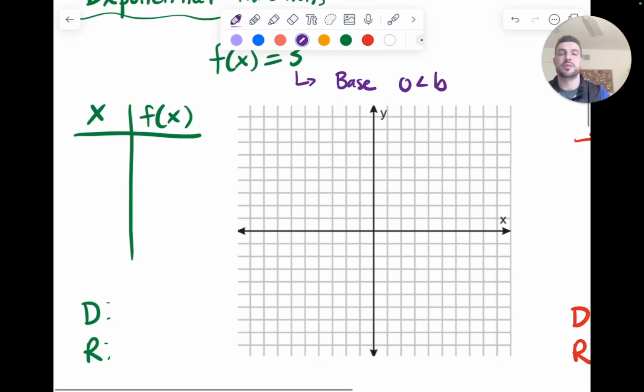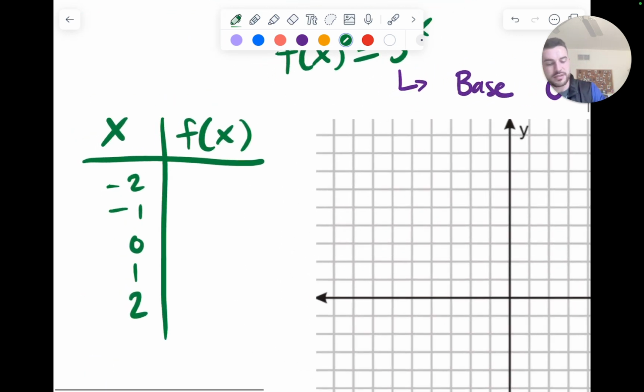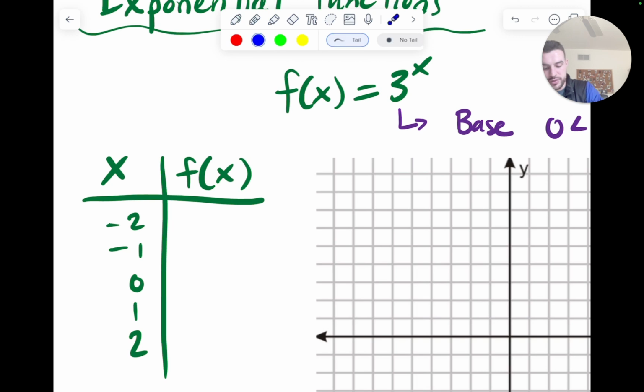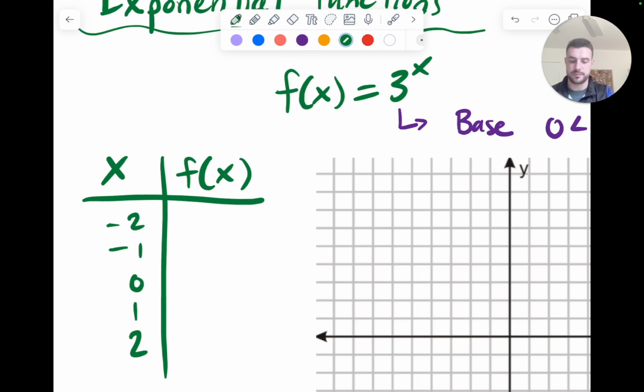So if we think about our table here, like we've done in the past, we can pick some nice x values to go ahead and plug in. Now, most people are going to choose numbers such as these, which are great choices, right? We've got the left side, the middle, and the right side of our coordinate plane. So if I were to take these and plug them in, all I'm going to do is replace the x value with the x values in my table.